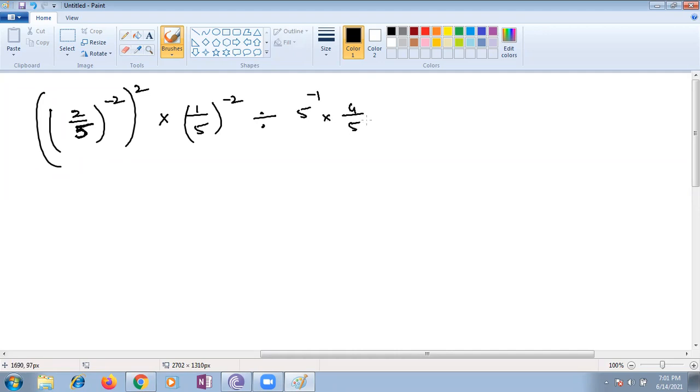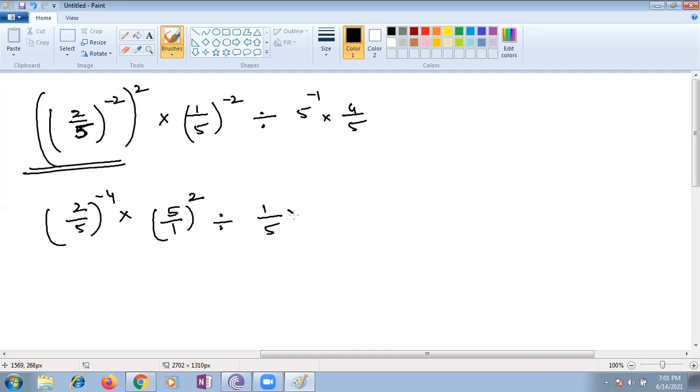Can you please help me, how it should be? What is the next step? How am I supposed to write it here? Ma'am, you're supposed to write 2 by 5 whole power minus 4. Good. Next, then we have to write 5 by 1 whole power minus 2, and then the rest of it as this. This is 4 by 5, so we can write it as 4 by 5 square also. Yes.